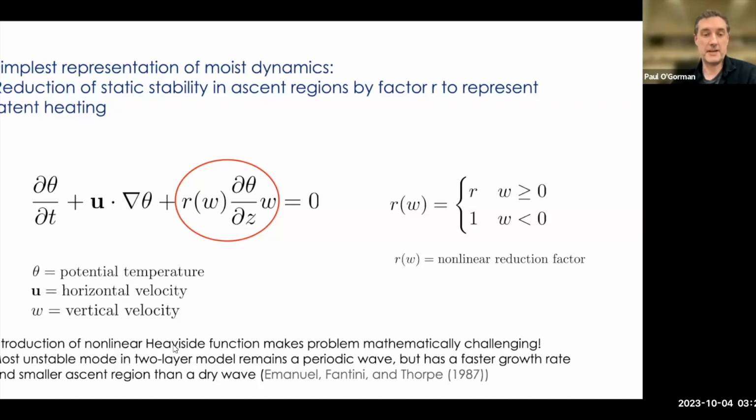What makes this challenging mathematically is we now effectively have a nonlinear Heaviside function, which is nonlinear, and that means that σr evolves with the flow. You have to know where you have ascent and descent. What was shown in the paper by Fantini and Thorpe is that in this kind of two-layer model, they actually did a semi-geostrophic model, but it's pretty similar in this quasi-geostrophic case. You get a periodic wave that's unstable. It has a faster growth rate than the dry model and a smaller ascent region than the dry model. So you're basically getting a similar kind of wave, but it's been modified by latent heating.